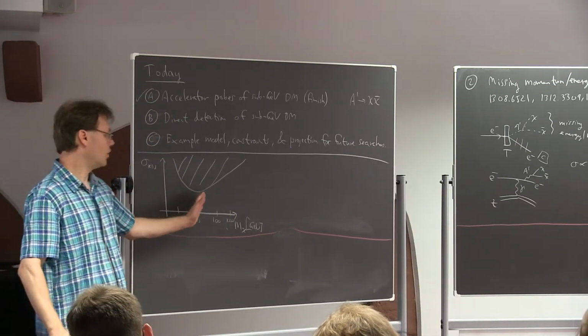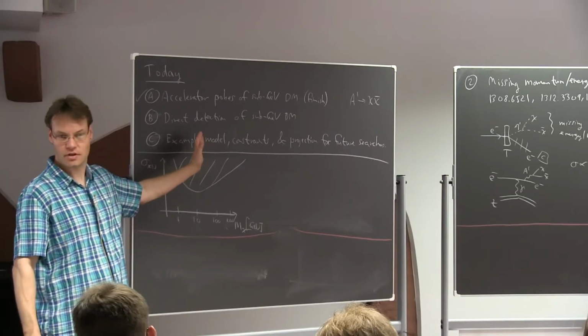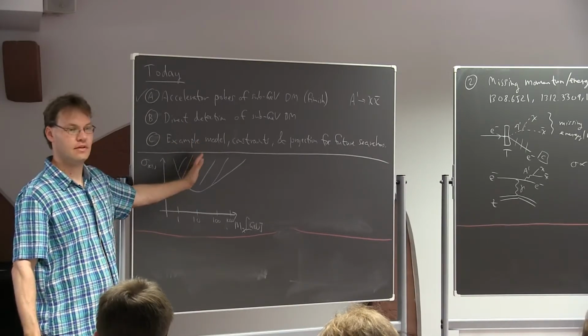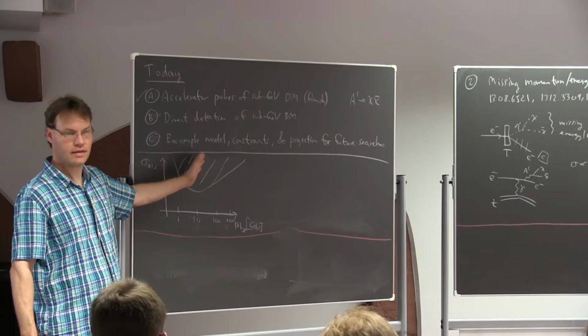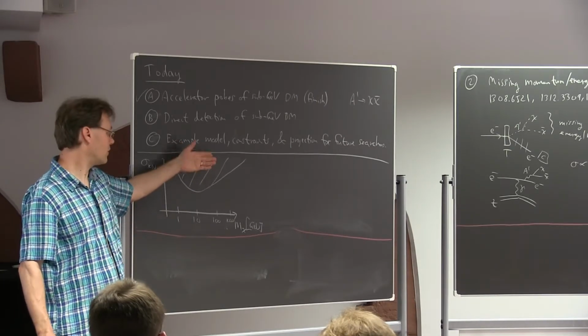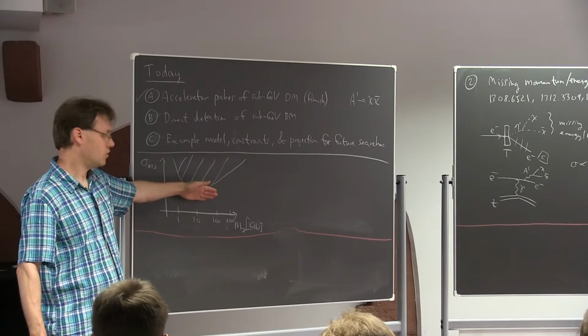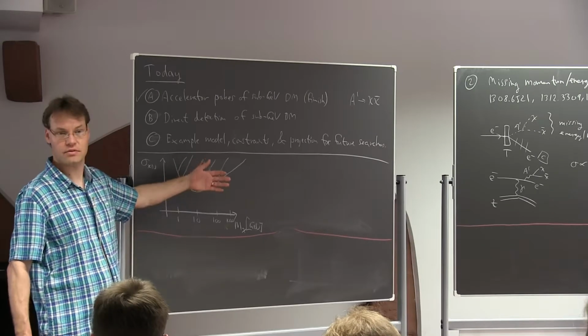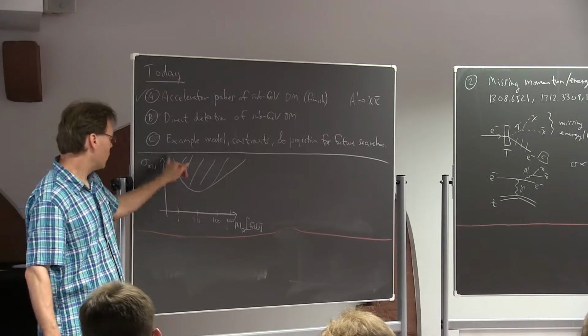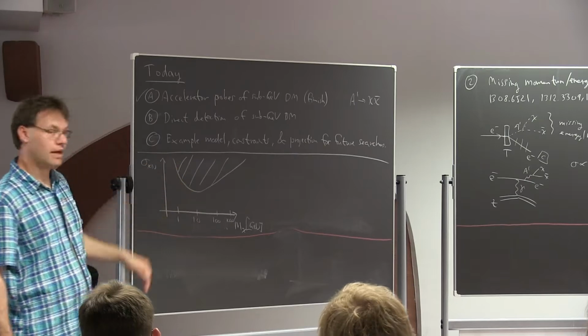So the point is that for large interaction strengths, large cross-section, you would have seen dark matter scattering off nuclei events in your detector. And if you don't see them, you rule out large cross-sections, and at some point you get to small enough interactions that you don't have any constraint. So what's the shape of this curve? Why does it look like this?